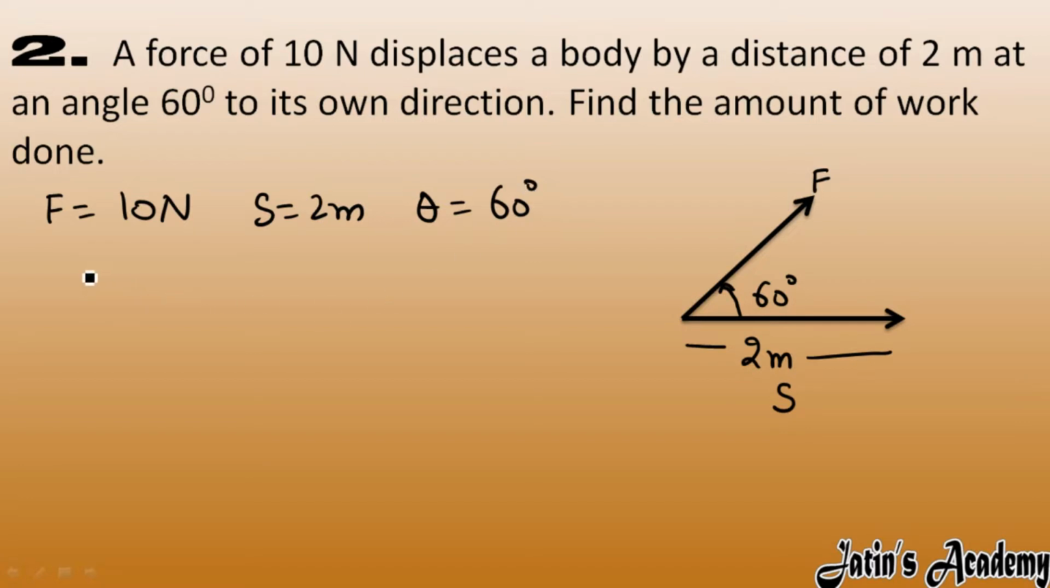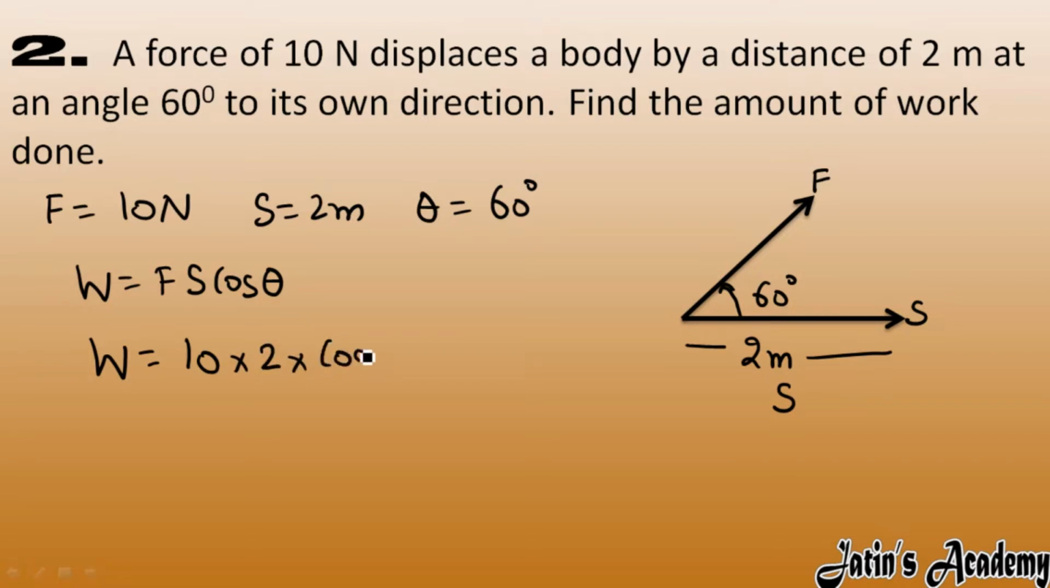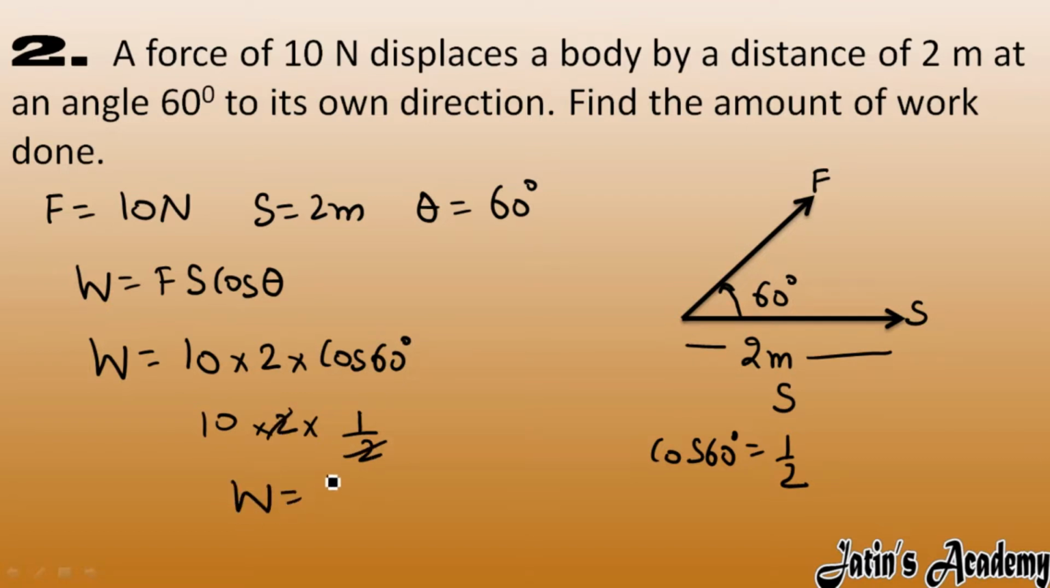Now W = Fs cos θ. Why cos θ? Because this time an angle is there between force and displacement. Now work done is equal to force value 10 Newton, displacement 2 meter and cos 60 degree. So from the value chart, cos 60 degree we have 1 by 2. This is 2 and this is 10. So from here work done we got as 10 joule. So this is the question with answer when the angle between them is 60 degree.